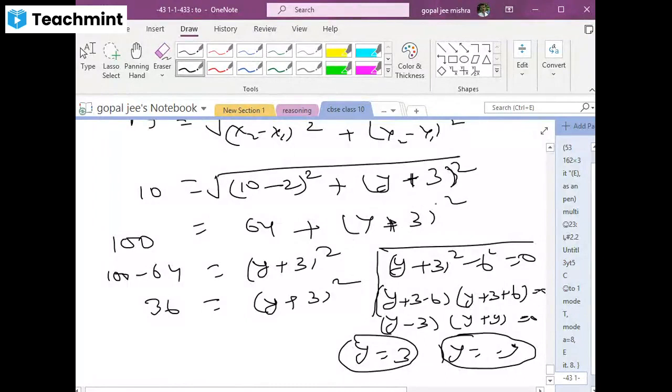Any doubt? But y plus 3 whole square is equal to 36, so we can just under root it. It will be plus minus 6 is equal to y plus 3. And then we can put it like plus minus 6 minus 3 is equal to y. Yes, beta, that is also right.